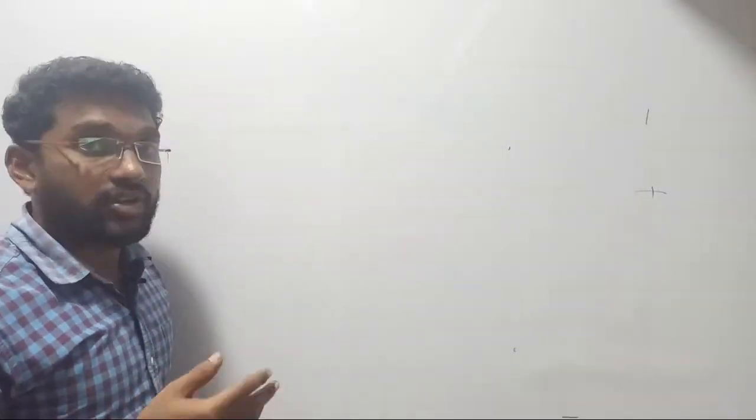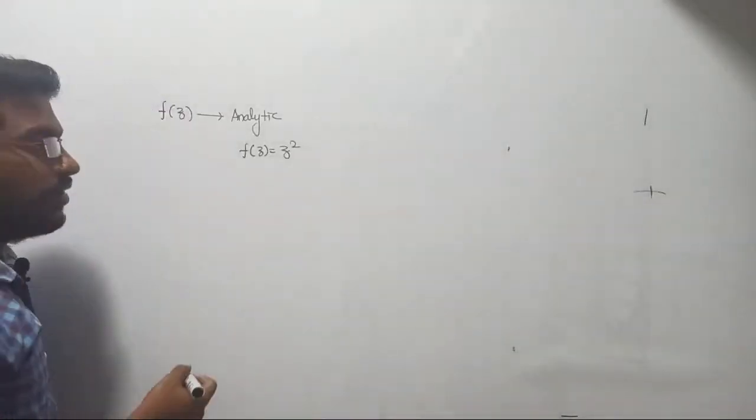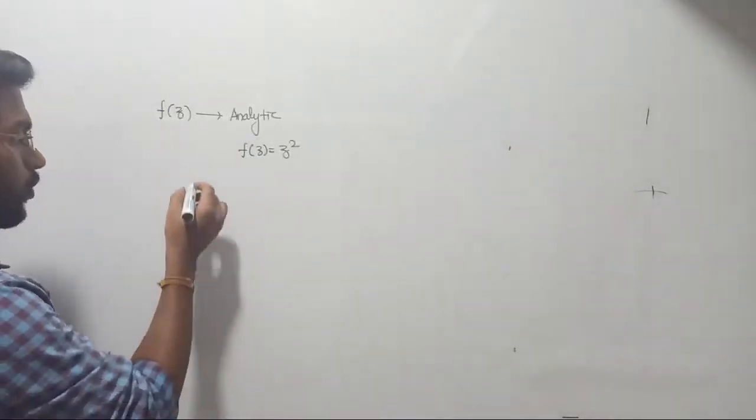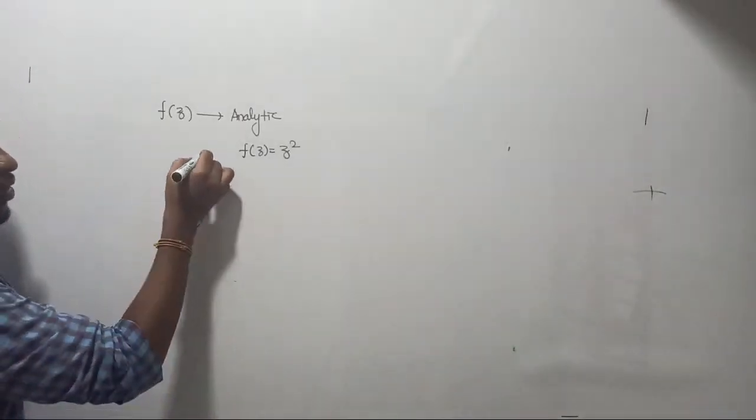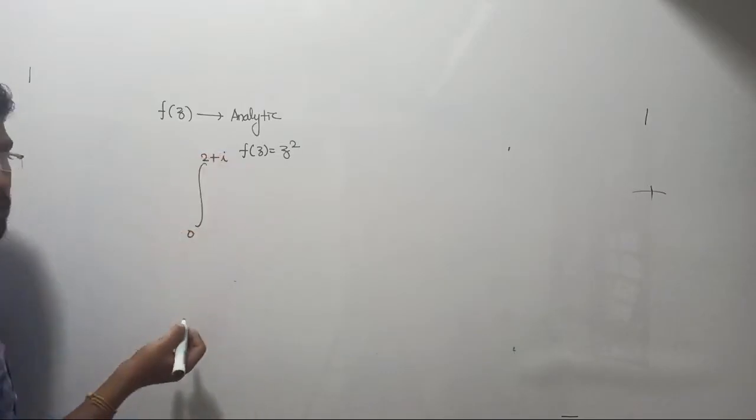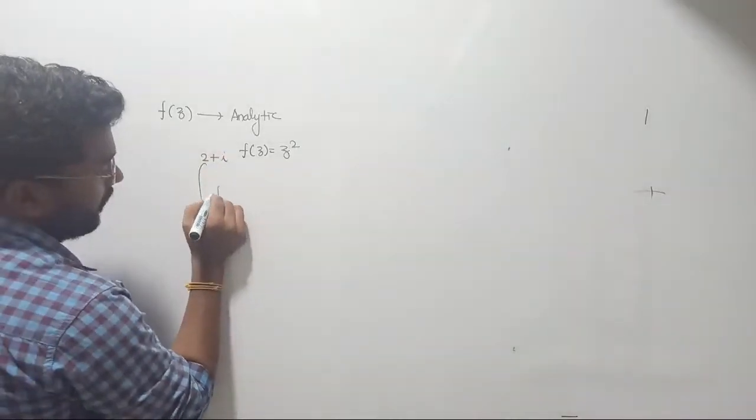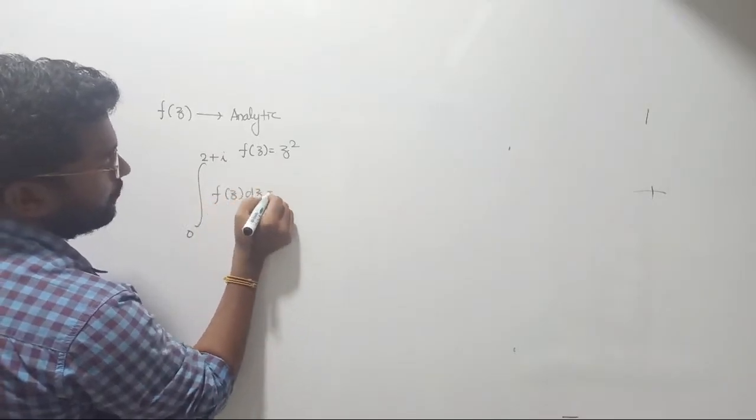I said sometimes f of z will be given and they say that the given function is analytic, right? A function f of z will be given and it will be defined as an analytic function. If they define it as analytic, the complete function will be given, like f of z is said to be z square. They will give the limits also, like 0 to 2 plus i, or 1 plus i, and then f of z dz is given. They will ask for the answer to this. Very simple.